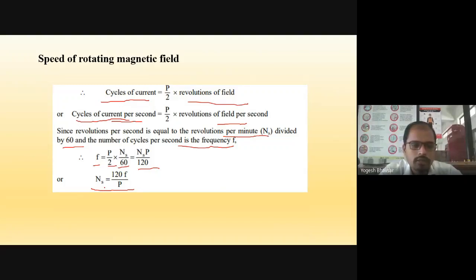That ns is equal to 120f by P, where ns is the synchronous speed, f is the stator supply frequency, and P is the number of poles, and that will be measured in rpm. So this is the formula for calculating the speed at which the rotating magnetic field rotates. So in this way we can calculate that.